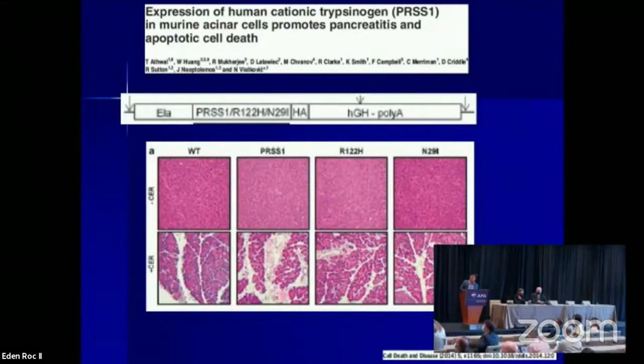So this study is from the Liverpool group. They still used the rat elastase promoter. It's a small one, only 500 base pairs. They expressed the wild type human PRSS1 and mutant PRSS1, including R122H and N29I. Those are common mutations in human hereditary pancreatitis. What they found is that all these transgenes have increased acute pancreatitis after cerulein induction, but there's not much difference between the wild type and the mutant.